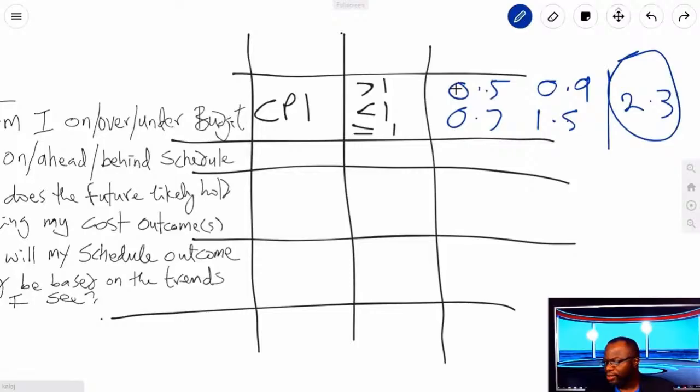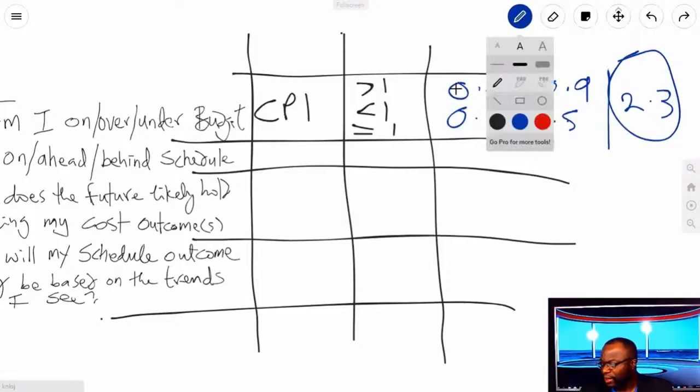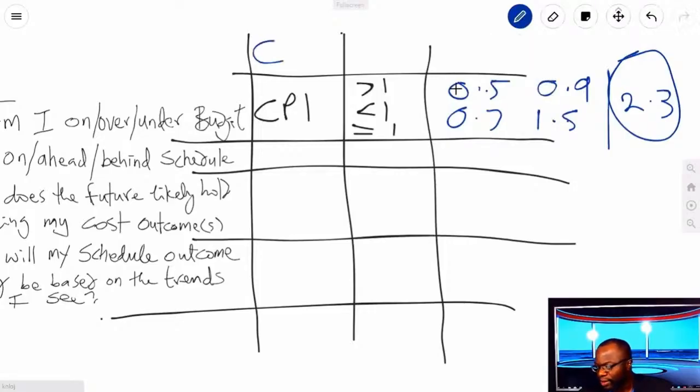CPI. All right, so on your exam, you're going to get questions such as your CPI is this, your SPI is this, and things such as that, okay? So am I on, over, or under budget? CPI is the first metric that will address that. I'm going to show you the second metric here. The second metric that addresses this is your cost variance, CV.